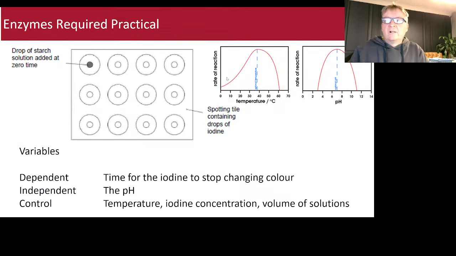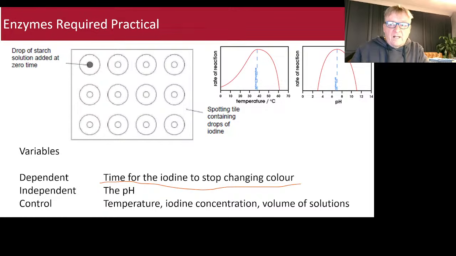Okay, right, so there's your spotting tile. Those are the 2 graphs that we talked about before. Don't mess in class. So the dependent variable is what we measure. Okay, so we're not measuring the quantities of the liquid. What we're measuring is the time for the iodine to stop changing colour.